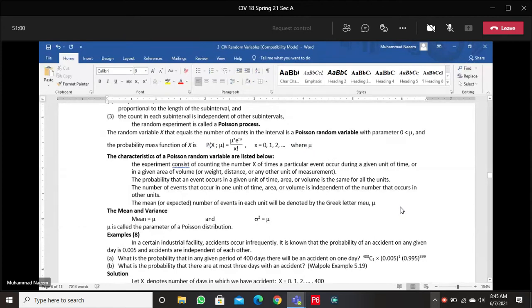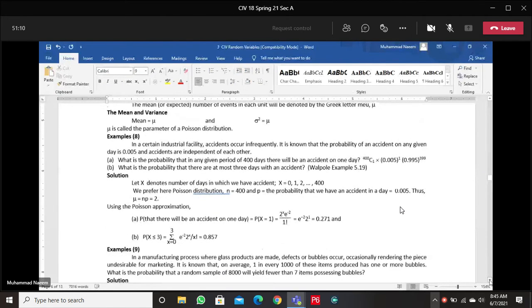Okay, how are the problems in this case? You just have to recognize the value of P. If the value of P is less than 0.05, it is too much less than 0.05. So from this value of P, we will decide to use Poisson distribution.